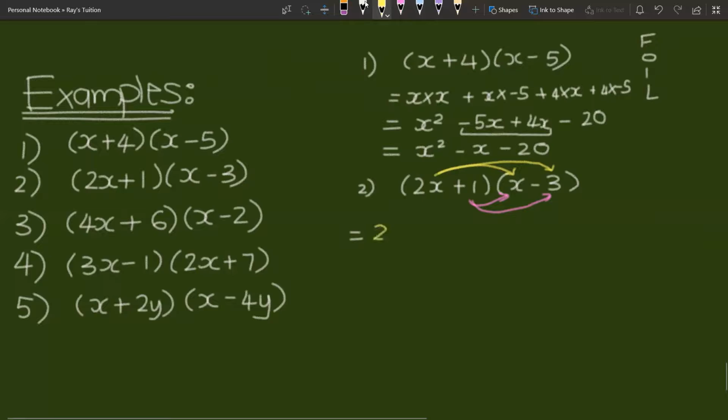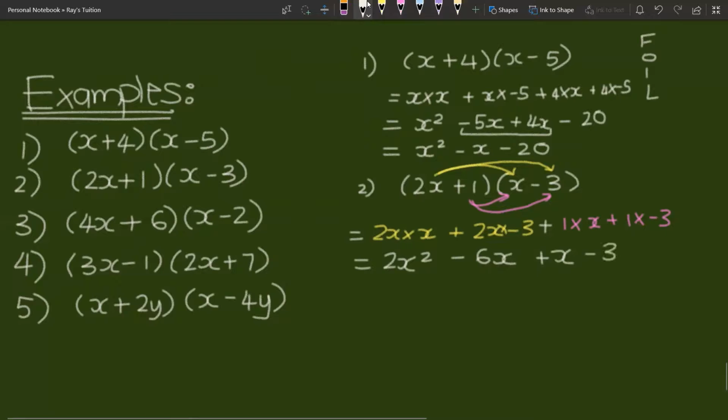So 2x times x plus 2x times minus 3, that's the first term. Then we're going to distribute the second term, which is the 1. So 1 times x plus 1 times minus 3. So then let us simplify. So this is 2x times x, which is 2x squared, 2x times minus 3, which is minus 6x, x times 1, which is x, and 1 times minus 3, which is minus 3.